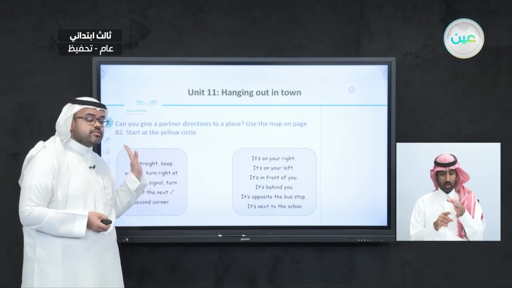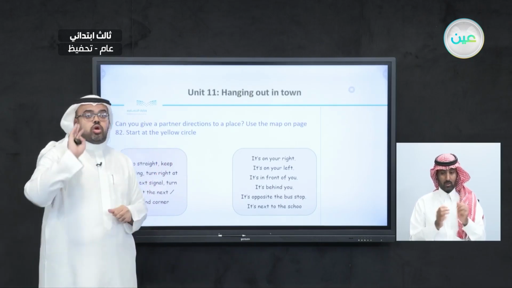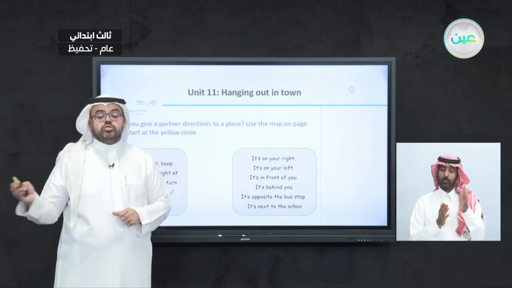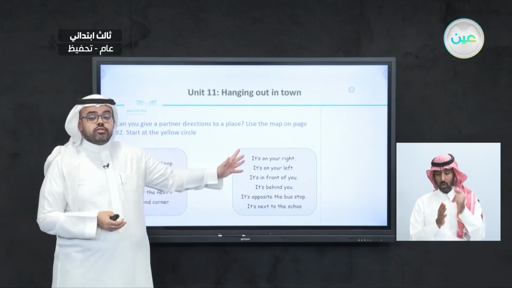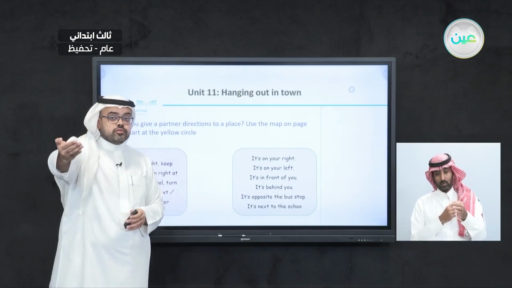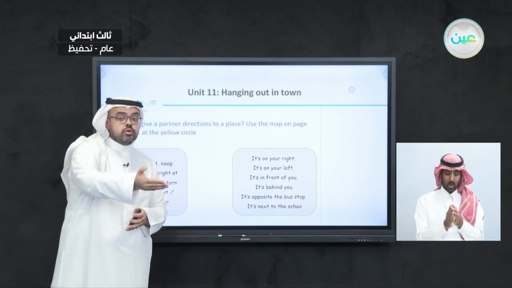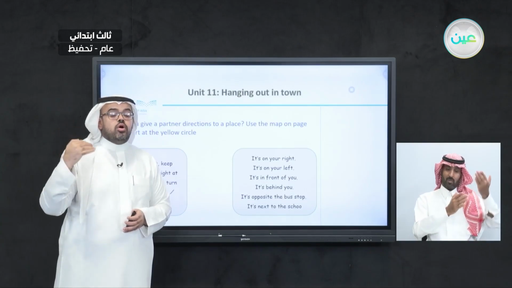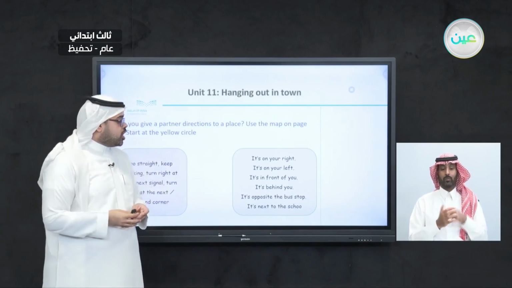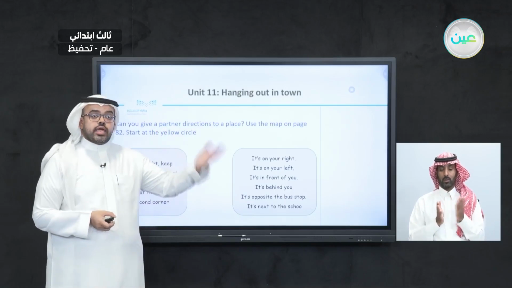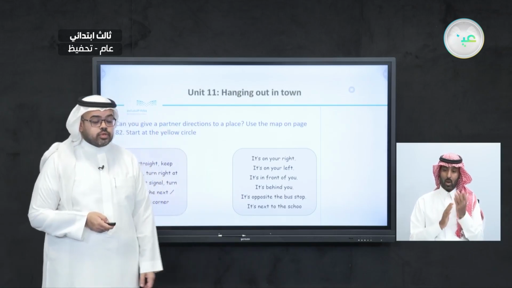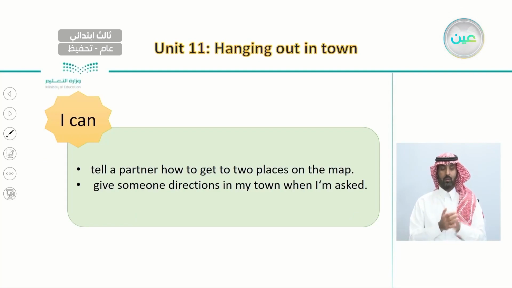We can use these exact directions to go straight, to turn left, to turn right, or we can use these when we say it is in front of you, it is on the opposite of the road, it is behind you, or we can also use it is on your left or it is on your right. So at the end, it is important that you can look at the map and tell a partner how to get to a place, and also to give someone directions in your town when you are asked.